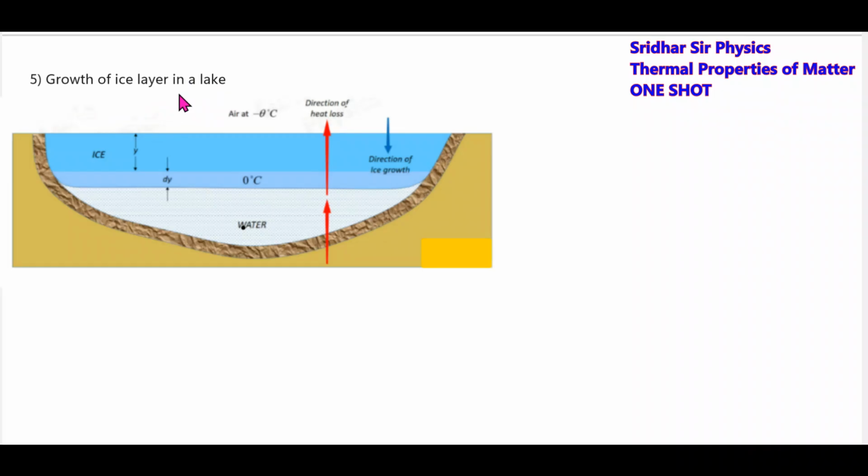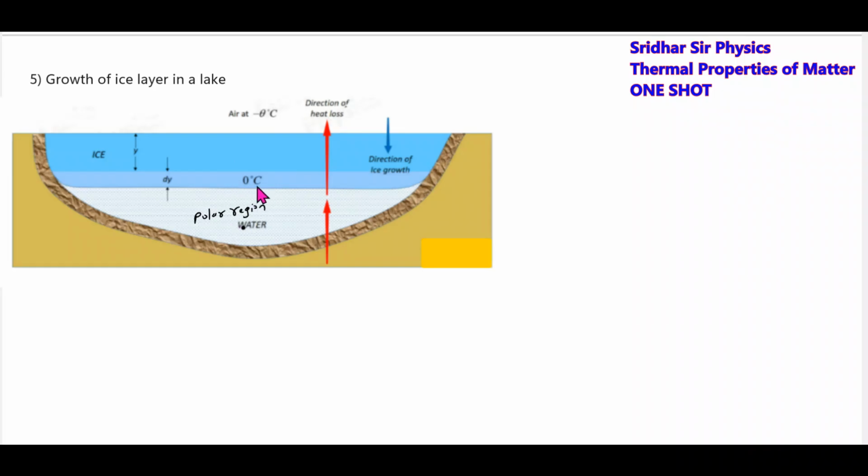Growth of ice layer in a lake. The temperature of the surroundings is minus theta degrees Celsius. The depth of the water, let it be 0 degrees Celsius. Then during the winter season, this particular thing usually happens in the Arctic region or polar region.